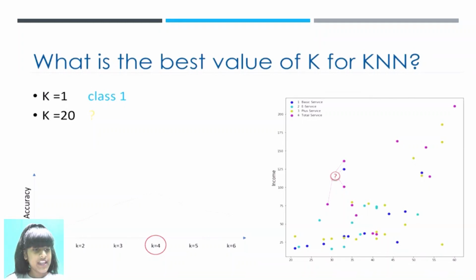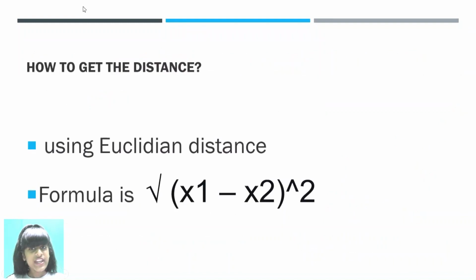You guys can see here in the x-axis we have accuracy, in the y-axis we have the k value. This graph is to represent which k value is best suitable for this dataset and for this model. And when we check that out, 4 is the best k value for this dataset and for this model. Now how do we calculate the distance for getting the nearest neighbor? We use the Euclidean distance method. It's a method for calculating distance. The formula for Euclidean distance is root of (x1 minus x2) whole square.